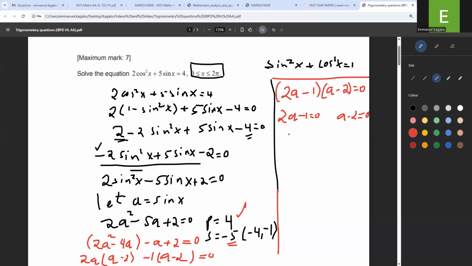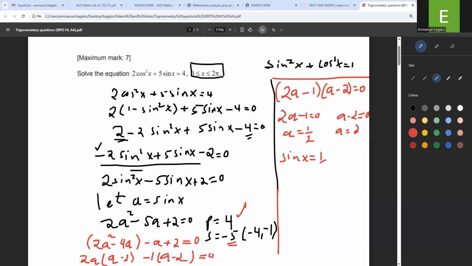Good. Now, here, what's the value of A? The value of A is a half. What about the value of A here? It is equal to 2. But remember, A is a new variable I introduced in the question, so it's not related to the question at all. So what was A? A is sine x. So sine x equals to a half.